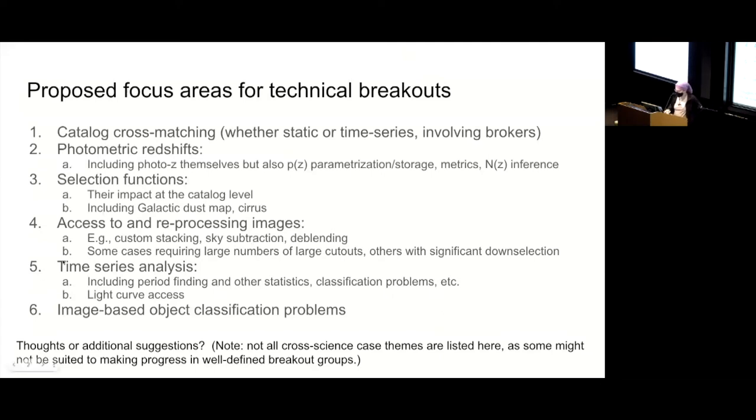And then time series analysis and image-based object classification problems. This last one is different from the reprocessing, because reprocessing involves redoing some of the basic image processing steps, whereas image-based object classification problems would be like if somebody wants a lot of postage stamps to run a machine learning classifier on them, but they're not actually reprocessing them. It's more applying a custom algorithm.